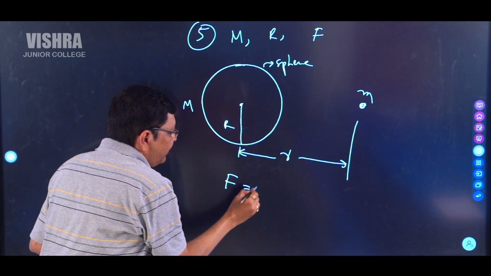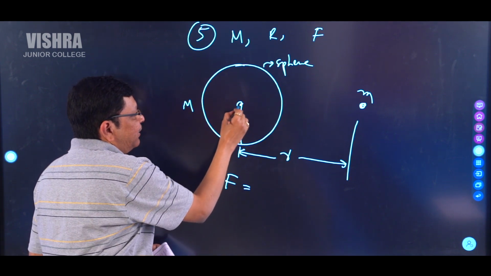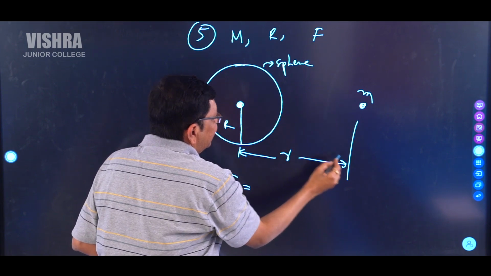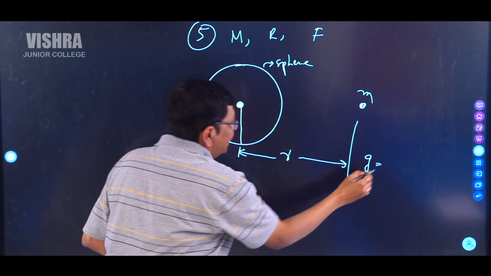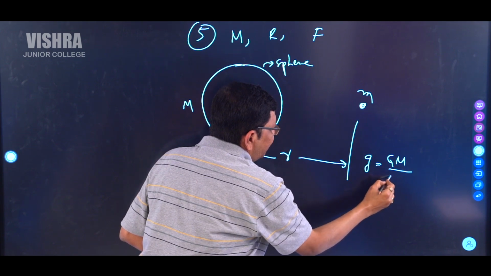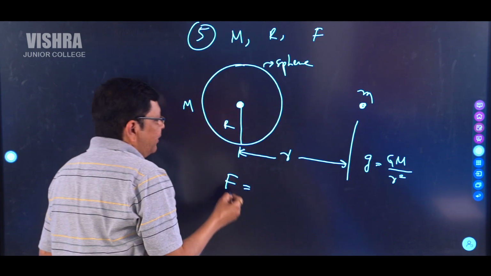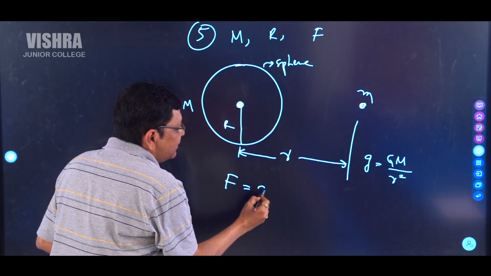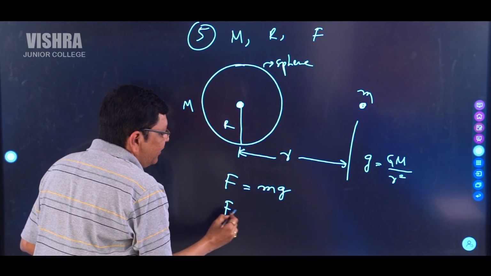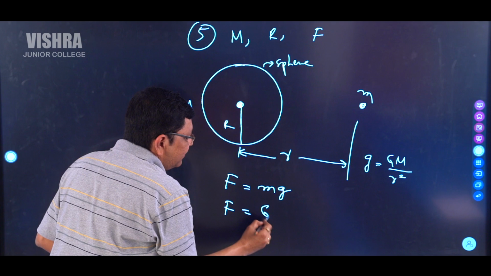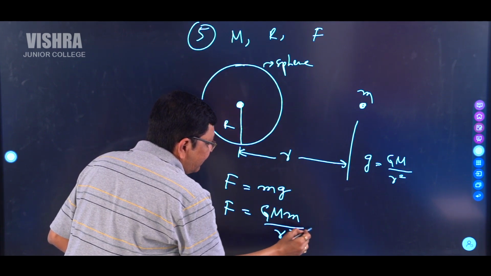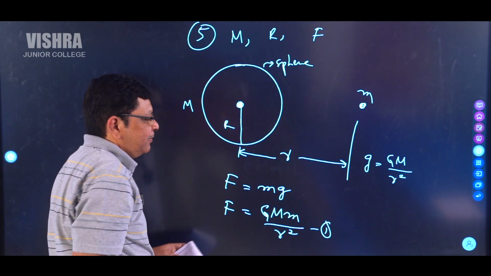From the gravitation concept, the gravitational field intensity due to a solid sphere at a point outside is small g equal to capital G times the total mass of the solid sphere by distance square. Then force will be the mass of the point mass multiplied by the gravitational field intensity. So I can write force as G capital M small m divided by r square. This is the first condition.